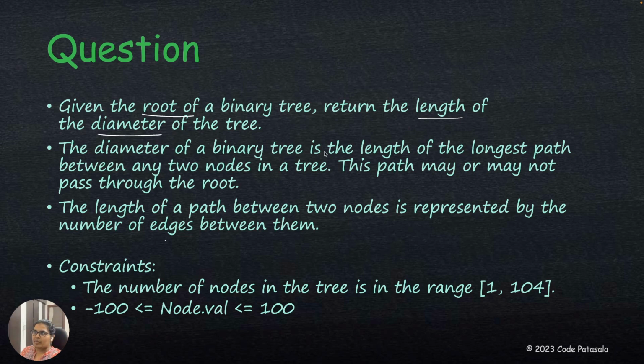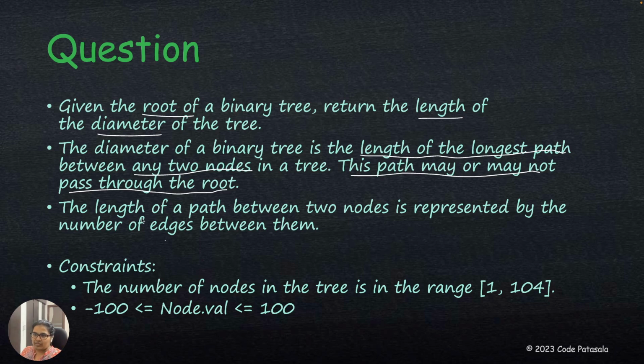The diameter of a binary tree is the length of the longest path between any two nodes. This path may or may not pass through the root. It's not necessary that the longest path passes through the root. So we have to return the length of the longest path between any two nodes in a tree, even if it doesn't pass through the root.